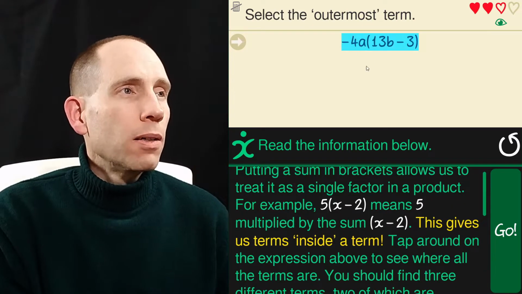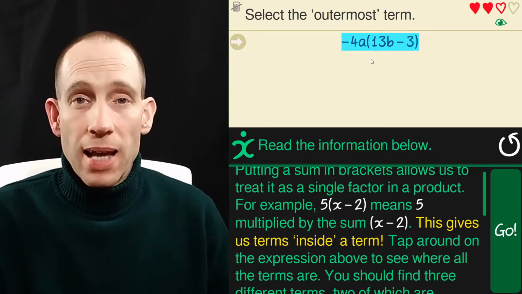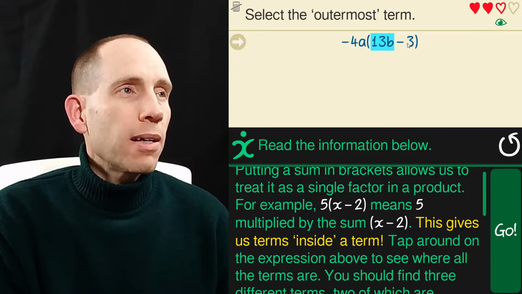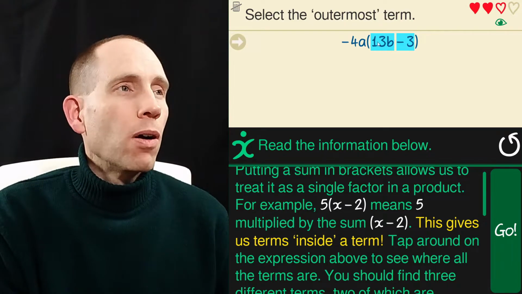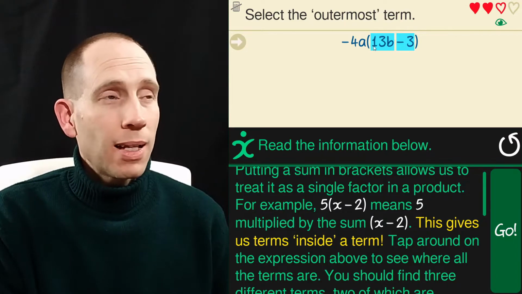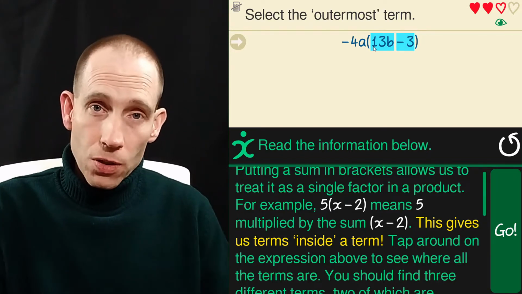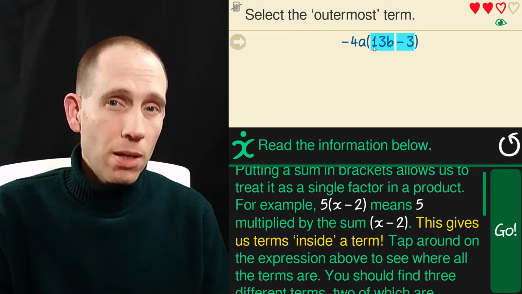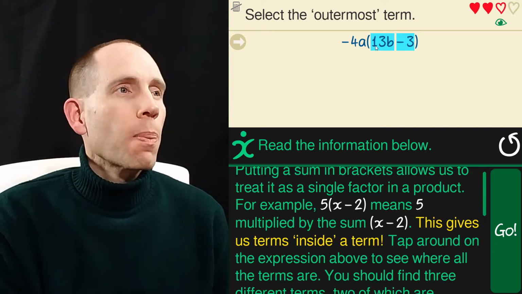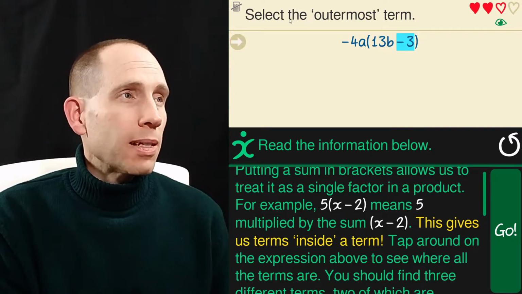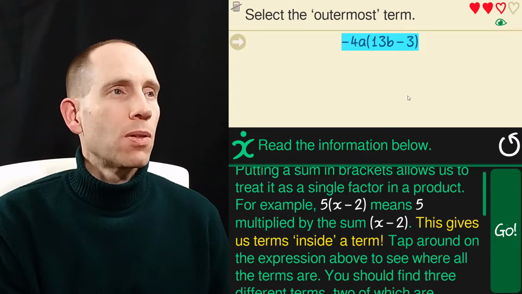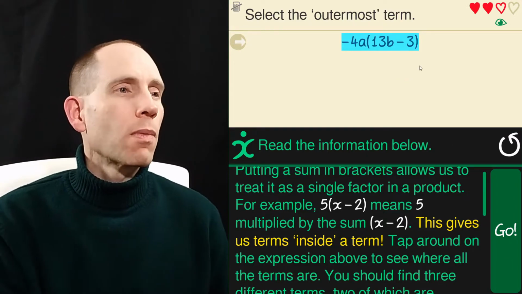So if I click on this term, that's the big outer term, and then inside that bracket factor, I've now got a plus 13b term. Note that's got an invisible plus sign. It's the first term in its sum inside those brackets, and then a minus 3 term there. So what does it want me to select? Select the outermost term. So that's the outermost term, the outer one. There we go.